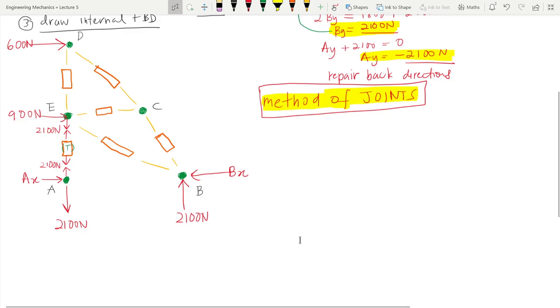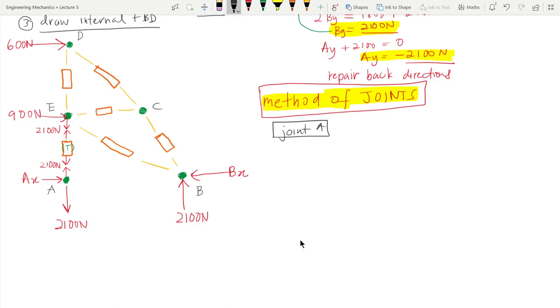So, yeah, pretty much done for one joint, which is the easiest one, joint A. Solved just by looking at it and looking at the logic of the forces going up and down and looking at the equilibrium. Kalau atas 2100, bawah mesti 2100. Kalau bawah 2100, atas mesti samalah, 2100.